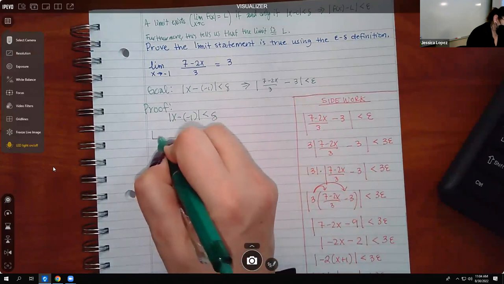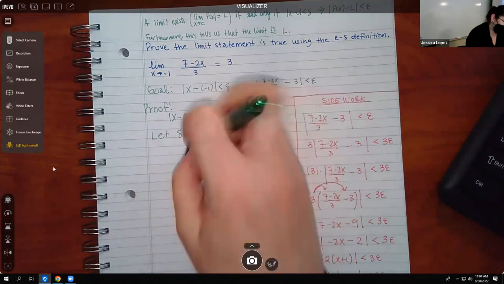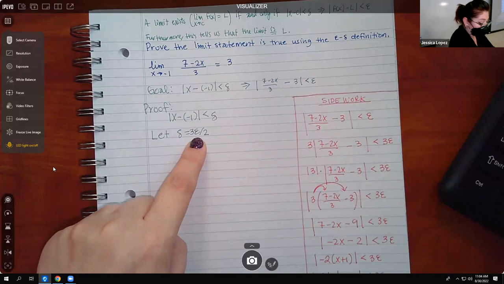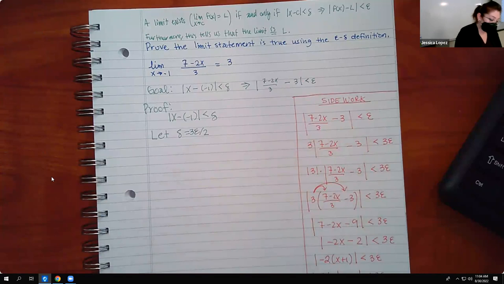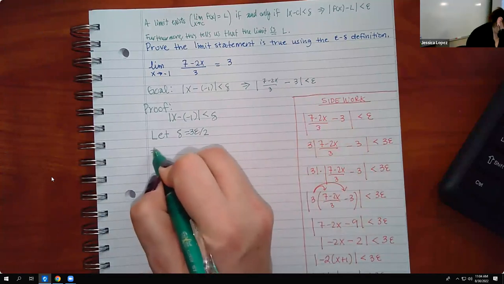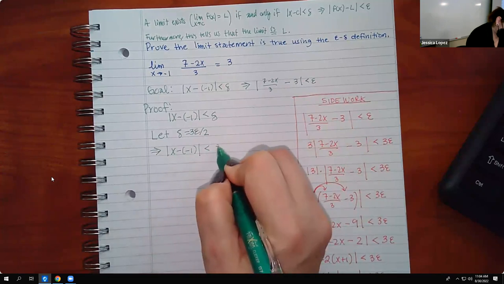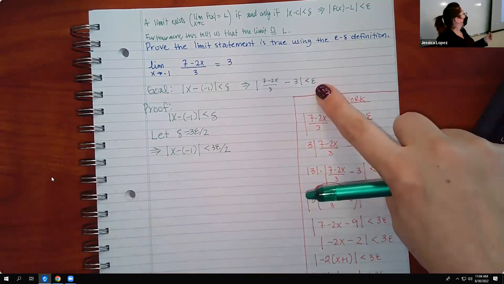The first thing you need to do is say let delta equal epsilon over 2. That is the relationship that I need in order to continue my proof. Without that statement there, I cannot get from delta to epsilon. So then we're going to put it in there. This is going to imply that this relationship is less than 3 epsilon over 2. And then we want to end up with this over here by itself.